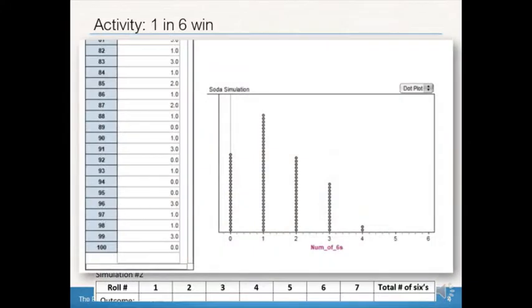You can see here what the outcome is. So I did this simulation. I rolled the die 7 times, and I repeated 100 simulations. So I rolled the die 700 times, right? So 100 groups of 7 rolls, and each time I recorded how many 6s showed up. And then what I did is I created a dot plot of that.